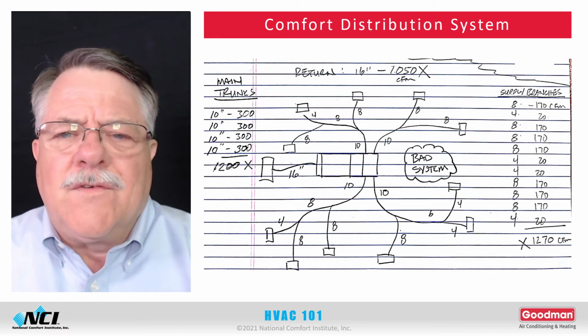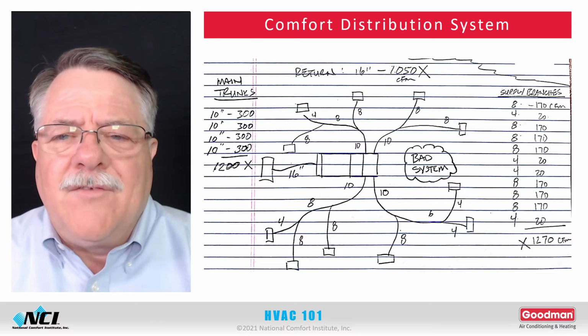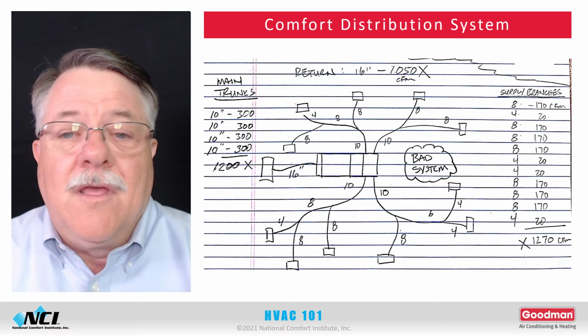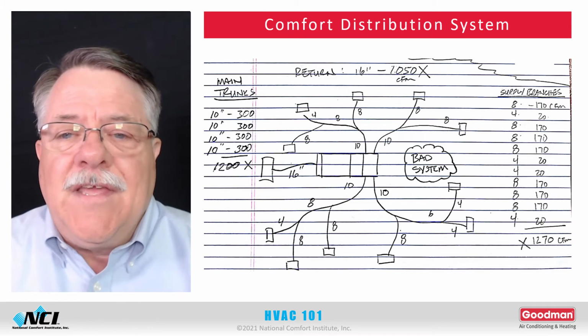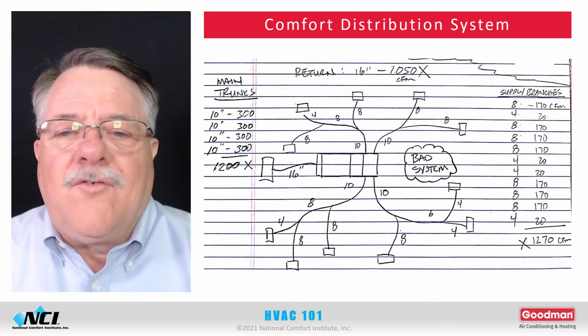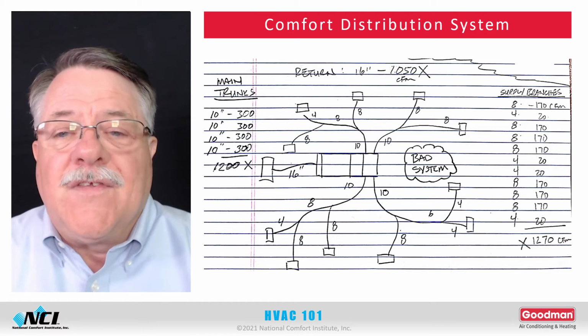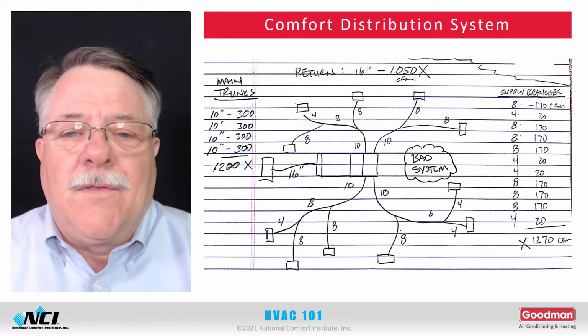As we move to the other side of the sheetrock, the comfort distribution system is the next major mechanical system component. Unfortunately, this tends to be the weakest link in the typical residential HVAC system. Many contractors rely on old school rules of thumb to design and install the ductwork. This has terrible consequences for the homeowner.